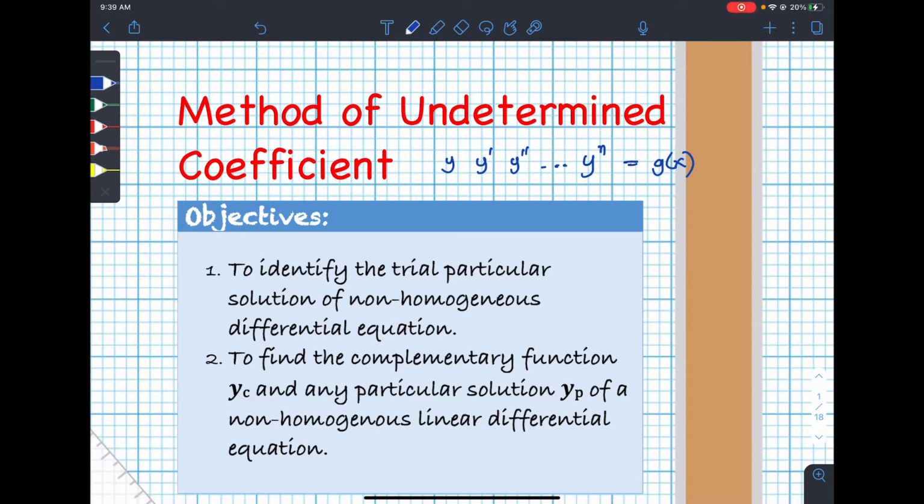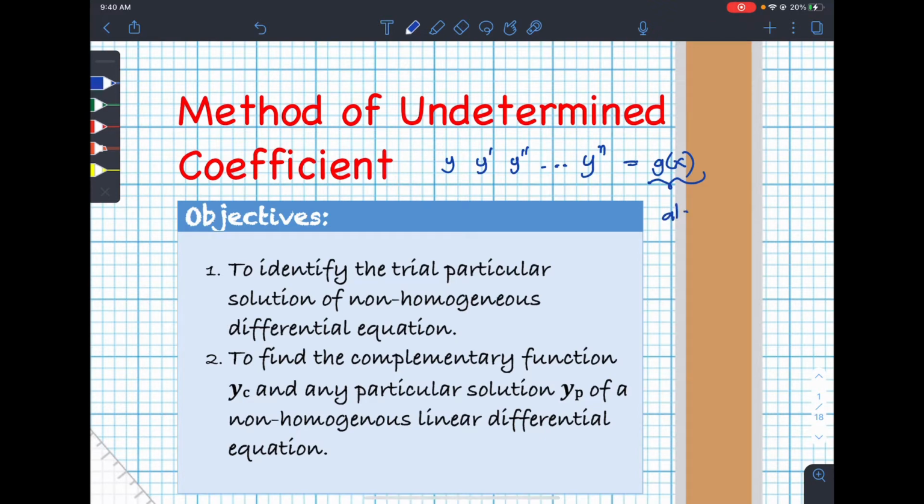In solving a non-homogeneous differential equation, there are two methods on how to do it. The first one is the method of undetermined coefficients, and the next is the variation of parameters. The difference is that in the method of undetermined coefficients, there are limited values for g of x.